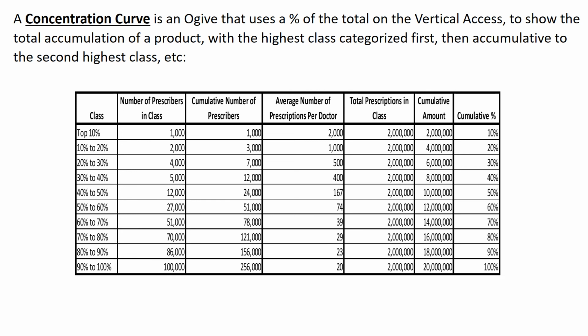Now, where this is interesting is when I graph this. 1,000 do 2 million, 2,000 do 4 million in total. So from 78%, 70,000 do 16 million. From 1,000 to 70,000 do 16 million in total. Let's graph this. And I'm going to explain this graph.